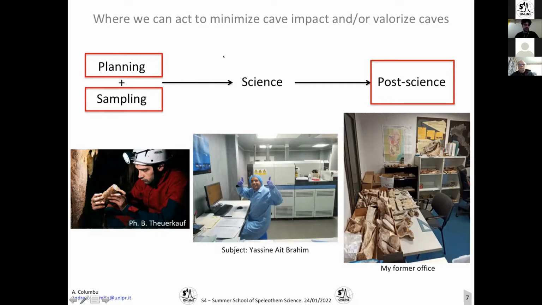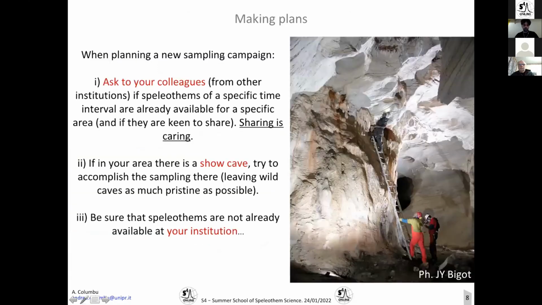So we're going to go through this activity in this talk. There is a point in which we are making plans to accomplish our project, our PhD, our postdoc. When we are planning a sampling campaign, I really suggest first asking your colleagues from other institutions if speleothems of a specific time interval are already available from a specific area. This is in line with what Ian said in the talk before, because sharing is caring, and we're going to see this philosophy a little bit later. Of course, if we use samples that were already sampled, we don't have to do some oversampling in caves, basically.